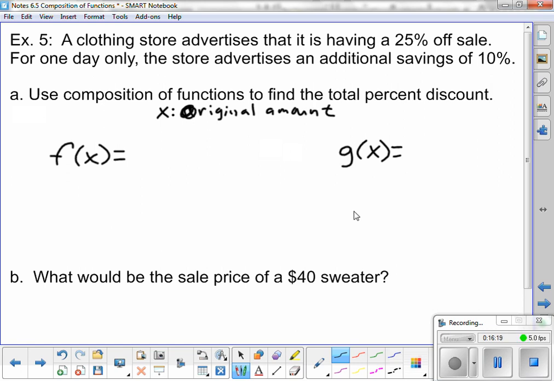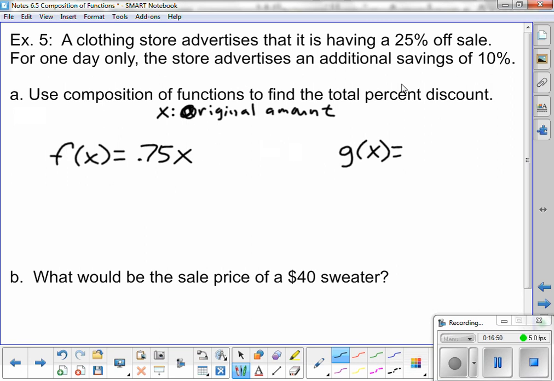So if you take 25% off of an original amount, you're basically left with 75% of the original amount. So to find how much you're paying for f of x to account for the 25% off, it's going to be 0.75x. It's not telling you how much you're taking off, it's telling you how much you're paying. So you take the original amount, multiply it by 0.75, and that's how much you're actually going to be paying out the door for whatever you're buying.